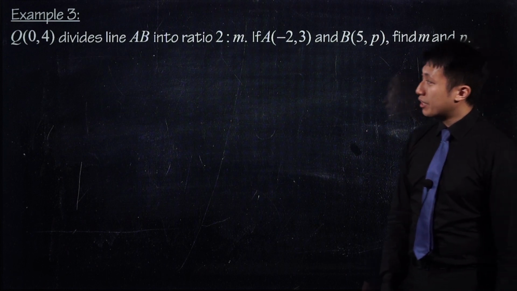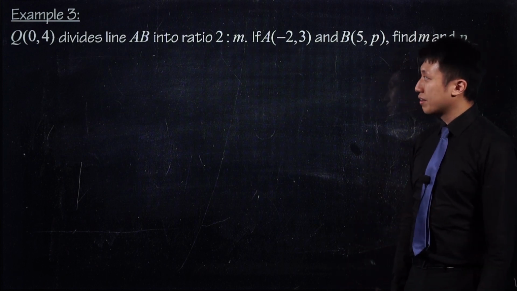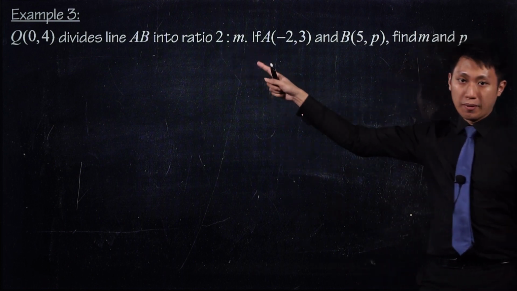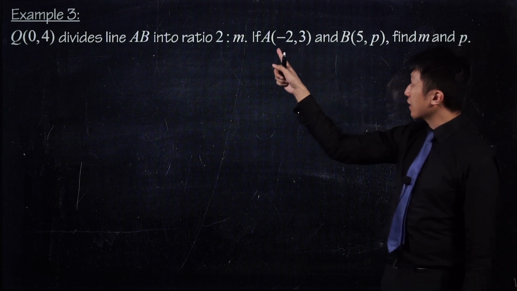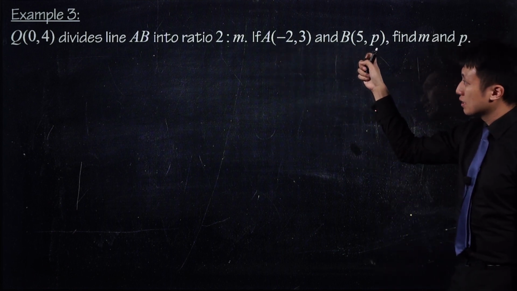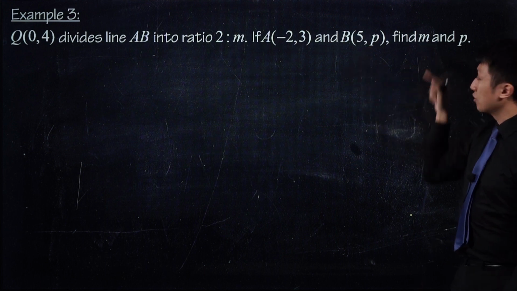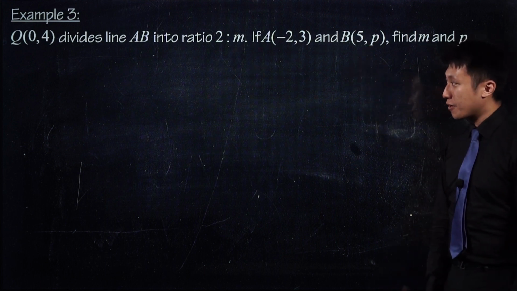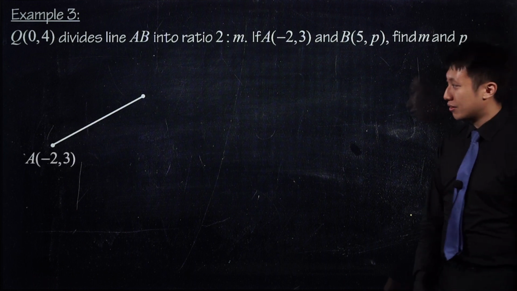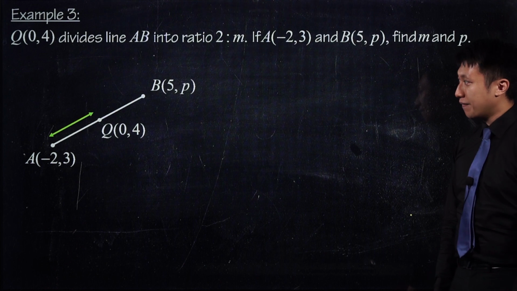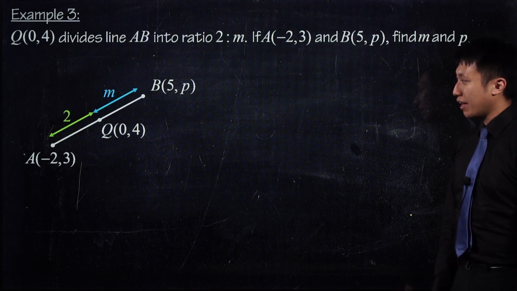Okay, so Q 0, 4 divides AB into ratio 2 to m. I don't know what is m. So if A is this, B is this. So another constant here, another like variable here, you have to find m and p. So I draw it right here. A is here, B is here, Q is here, and ratio is 2 and m.